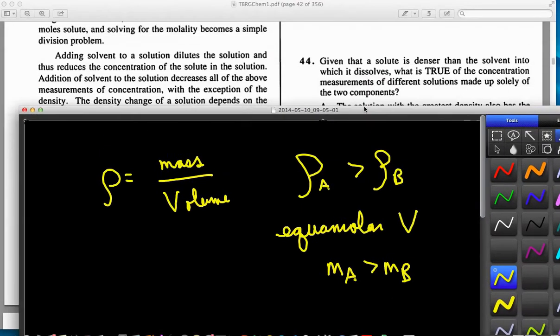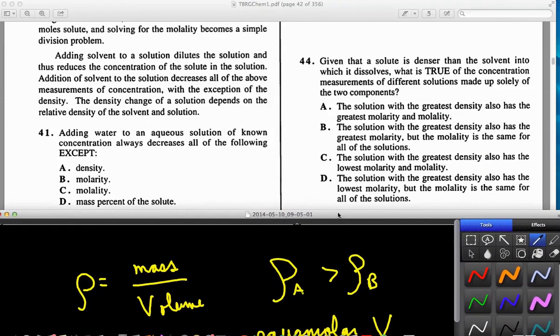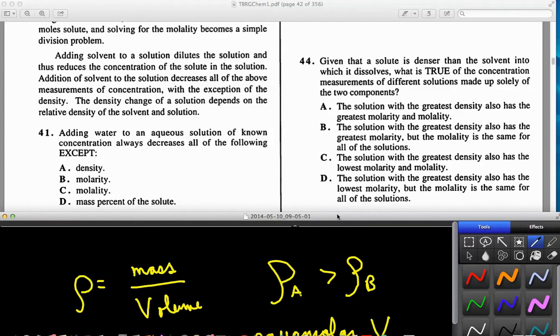So let's read the question carefully. It's a little convoluted, and I'm not entirely convinced that this is a great MCAT question. MCAT is really not in the business of giving you stoichiometric passages. I think what they're trying to do here is to get you well grounded in thinking about concentration units. That could be a discrete question or part of another passage. You're not going to see a passage like this. Okay, the solution with the greatest density also has the greatest molarity and molality. Now, I'll buy this. The solution with the greatest density.